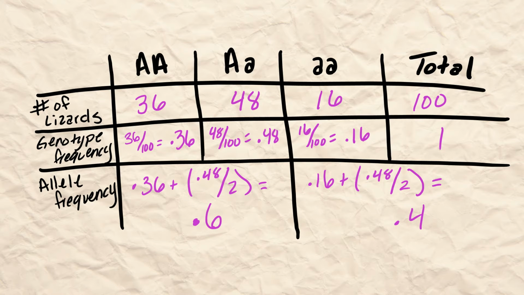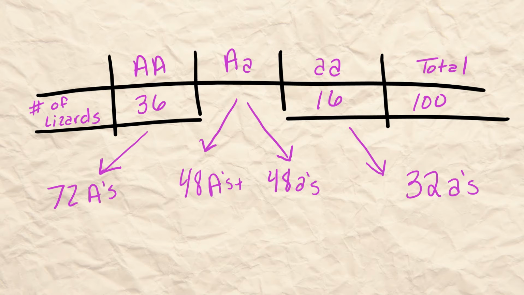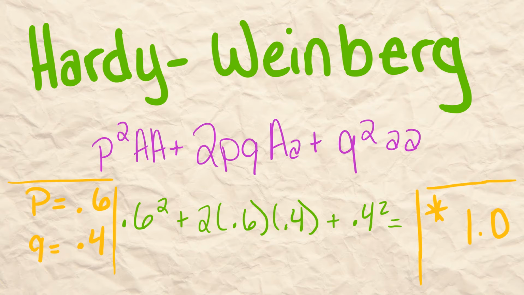calculate the allele frequency by adding half of the genotype frequency of the heterozygous individual to each of the homozygous individuals. This approach works because for each genotype we have 2 alleles, so for the 36 long-tailed lizards we have 72 big A's, and for the 48 medium-tailed lizards we have 48 big A's and 48 little a's. You can also use the Hardy-Weinberg law equation to double-check your answers.